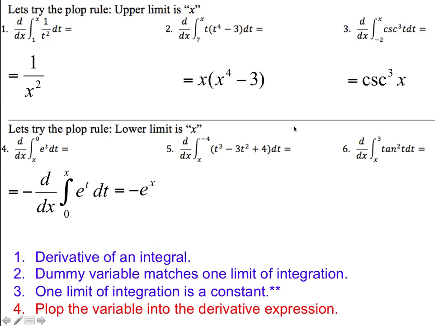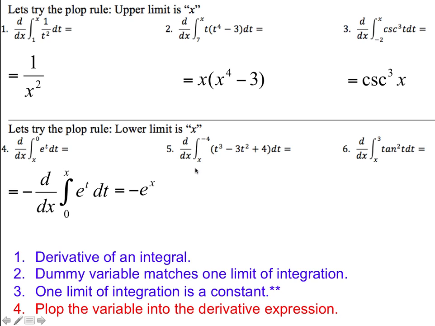For example 5, same thing. I have the derivative of an integral. I'm being asked to do and undo a process. I've got a dummy variable that matches the limit of integration, and I have another limit that's a constant. But again, I have these in the reverse positions.